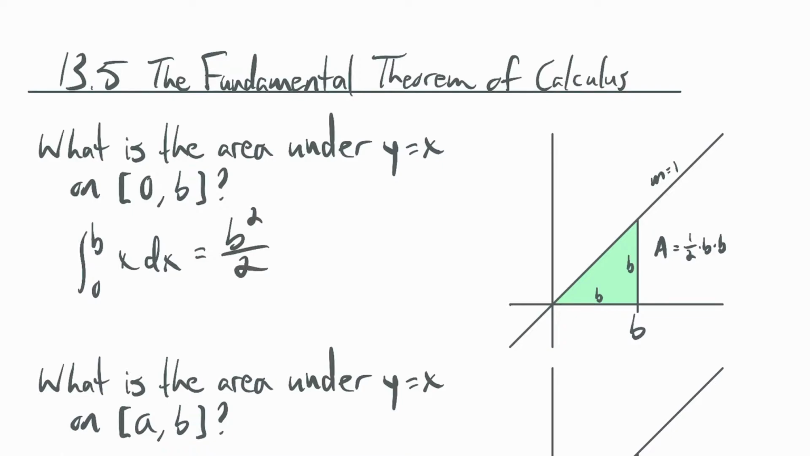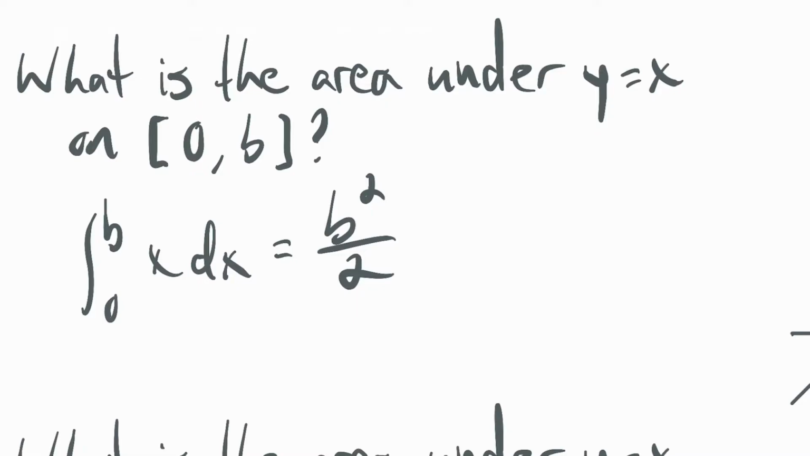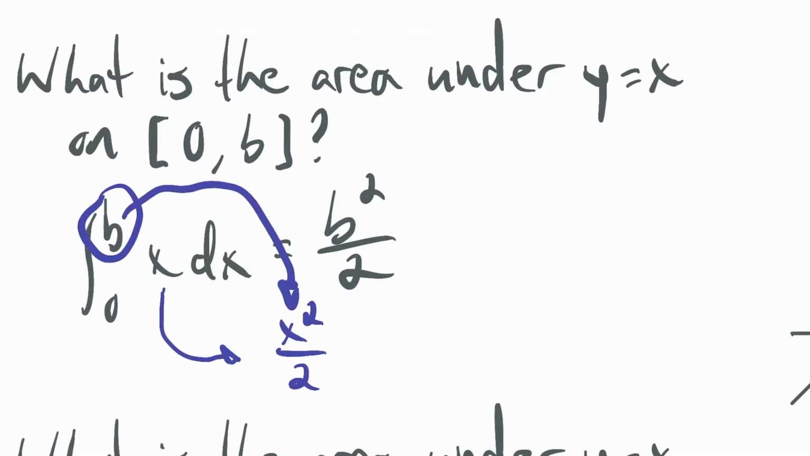Now, where does this come from? Well, the triangle, but another way to look at it is this. If we ignore the triangle temporarily and think about what is the antiderivative of x? Well, use the power rule, you get x squared over 2. If you then plug in the endpoint, you get b squared over 2, okay? So the antiderivative essentially gives you the area.